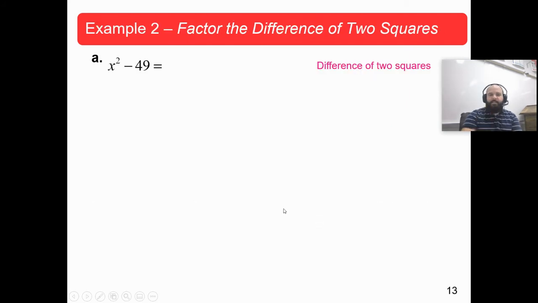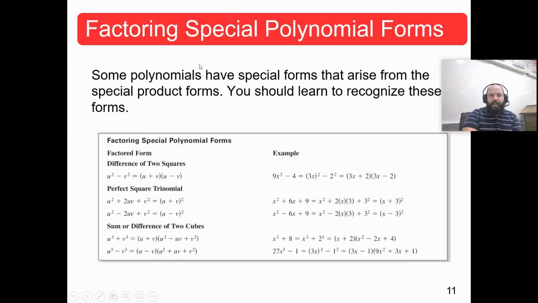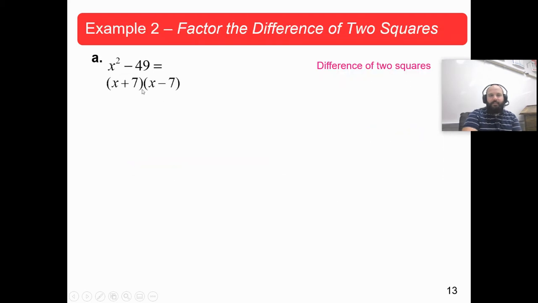Okay, so here's an example. This is a difference because it's subtraction of two perfect squares. So the x squared is obviously squared, but the 49 is also squared. So I am going to rewrite the 49. First, I should have rewritten it as x squared minus 7 squared. And once I have it rewritten as x squared minus 7 squared, it will fit right into this formula right here. U is our x, v is 7. And so it would be x plus 7 times x minus 7. And that's how that factors.